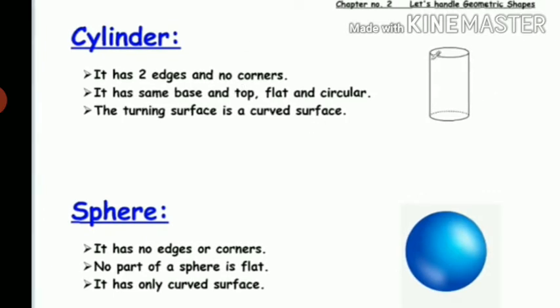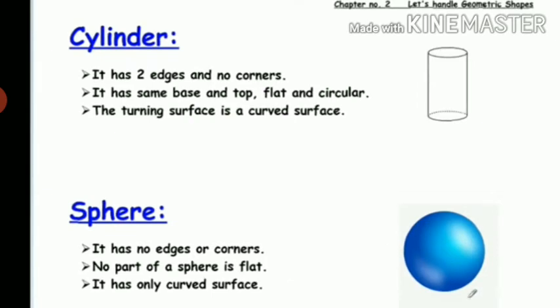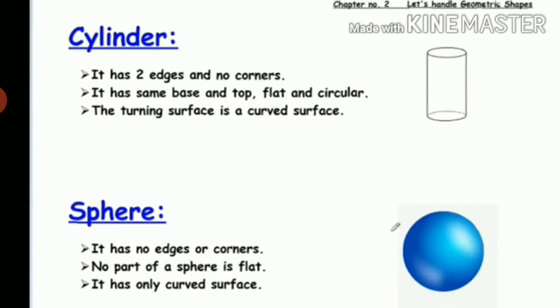Now let's see about the sphere. It has no edges and no corners. So you can see the sphere. It has no edges and no corners.